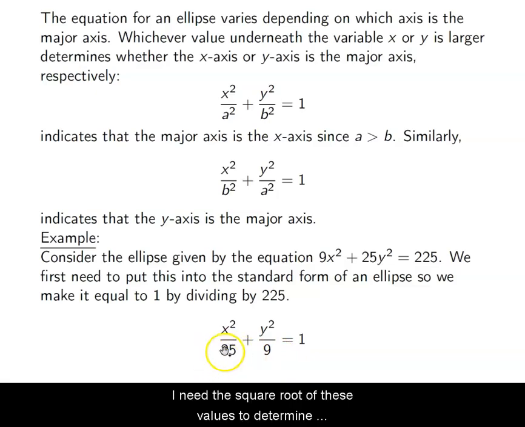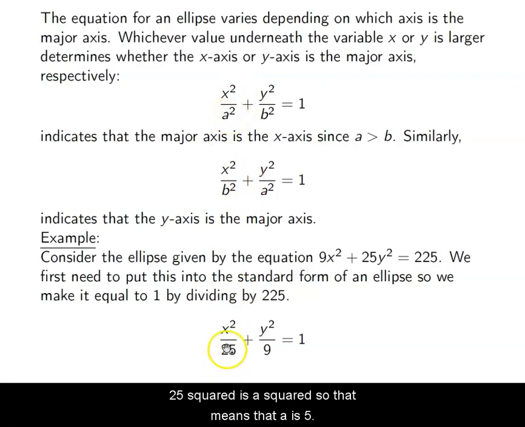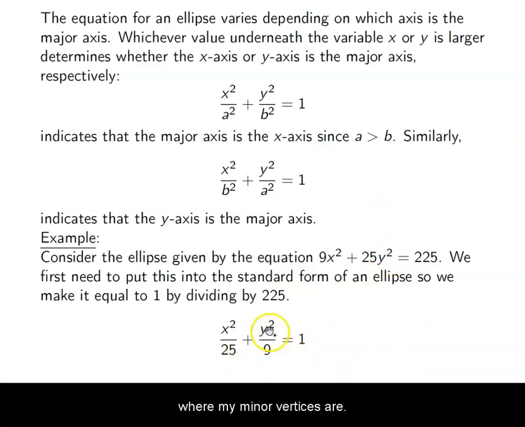I need the square roots of these values to determine which one is a and b. Well, this is the larger one. 25 is a squared, so that means that a is 5. This means that b is 3. So that tells me where my vertices are located. On x, from the origin, I go out a distance of 5 to find one vertex, and I go out a distance of 5 in the other direction to find the other vertex. Same thing with the minor vertices. I go up a distance of 3 and down a distance of 3 from the center, and that will tell me where my minor vertices are.